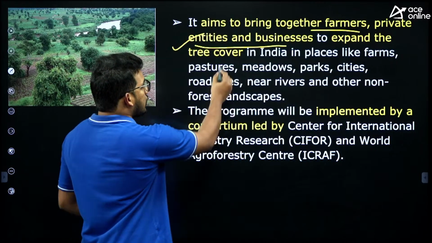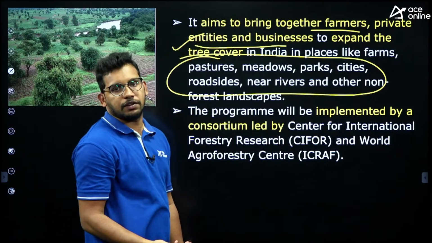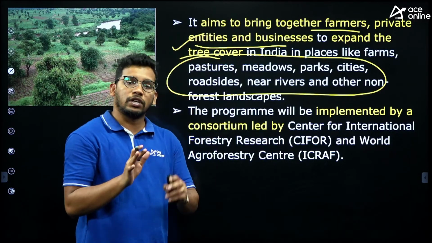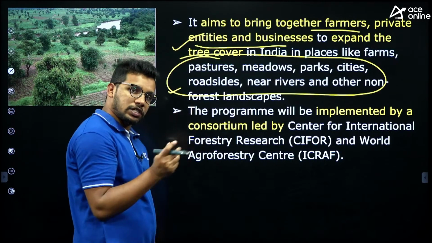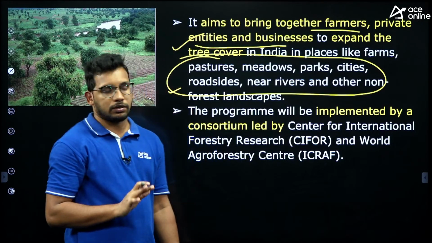So these components like pastures, parks, cities, roadsides, river conservation, all these things can be encouraged through this initiative, so that tree cover will increase beyond the forest areas, right? So this is not just about a government initiative, but a collaboration of multiple stakeholders, right?